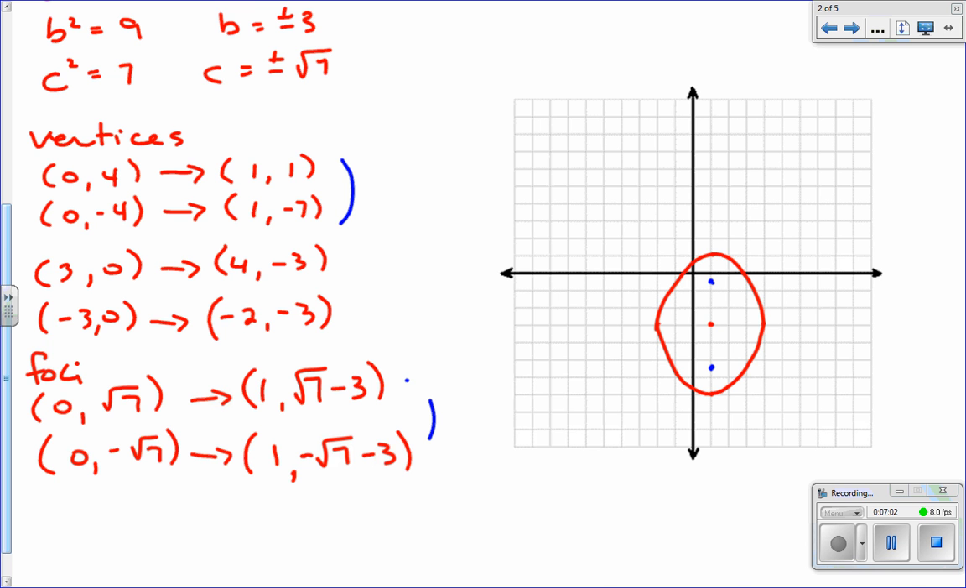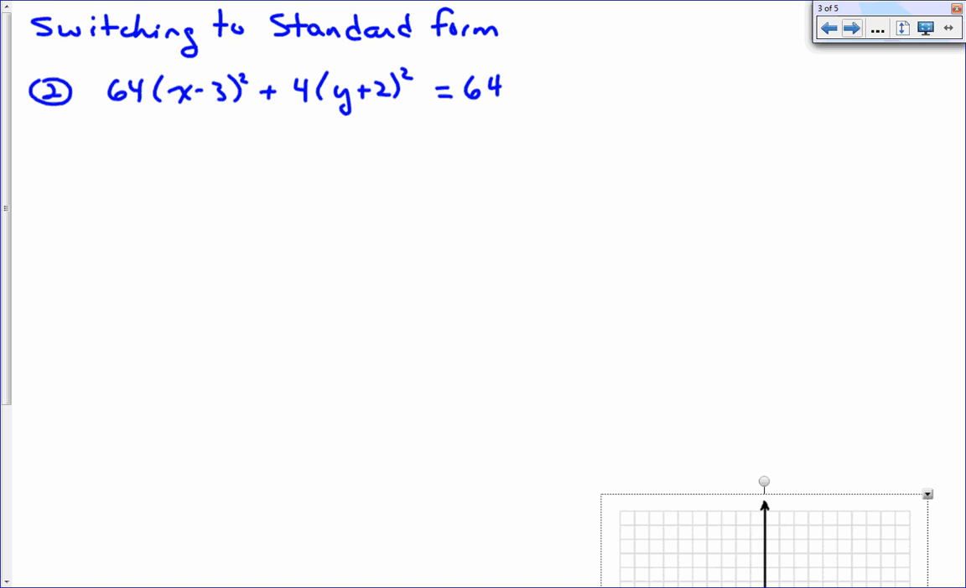Okay, this next example, we have an ellipse again, but it's not in standard form yet. So we want to get it into standard form so that we can graph it easily. So just like we did in our first lesson, we're going to have to do a little bit of math to this. We want the right side of the equal sign to be 1, so we'll divide each term on both sides of the equation by 64.